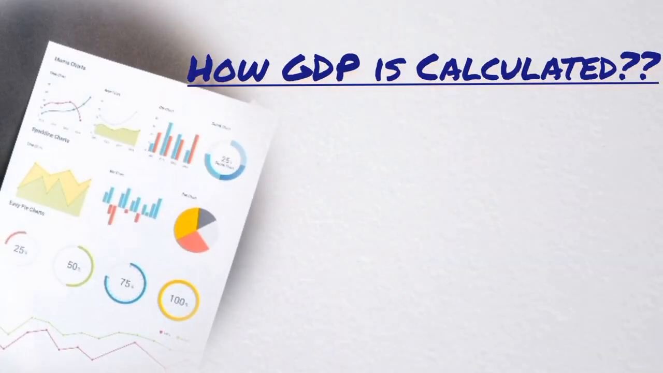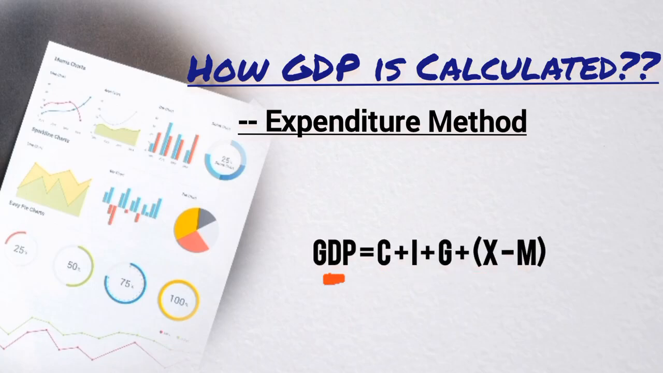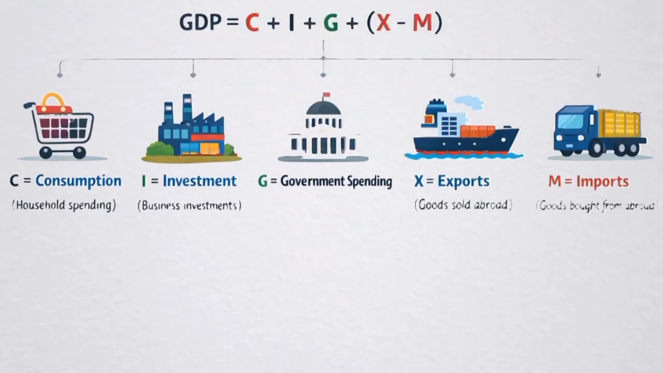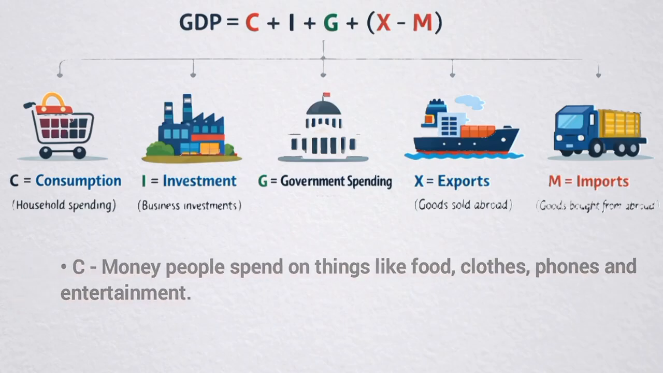Now, the next important question is how GDP is calculated. So, economists often calculate GDP using something called the expenditure method, in which the formula looks like this: GDP equals C plus I plus G plus X minus M. Now, let's simplify the formula, in which the C stands for consumption, which means the money people spend on things like food, clothes, phones, and entertainment.